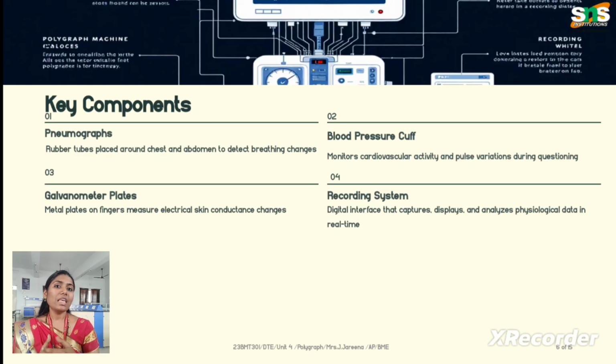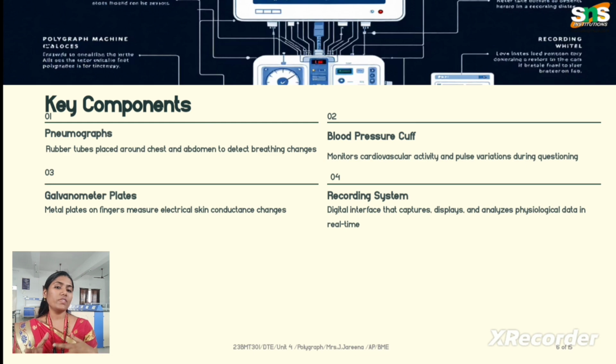So let's see the key components involved in the design of this polygraph device. As we already know, we are going to record multiple parameters. Based on the parameters we have to measure, we have a different set of key components. First one is the pneumograph, second one is the blood pressure cuff, third one is the galvanometer plates, and the last one is the recording system. So the pneumograph is especially used to record the respiration rate.